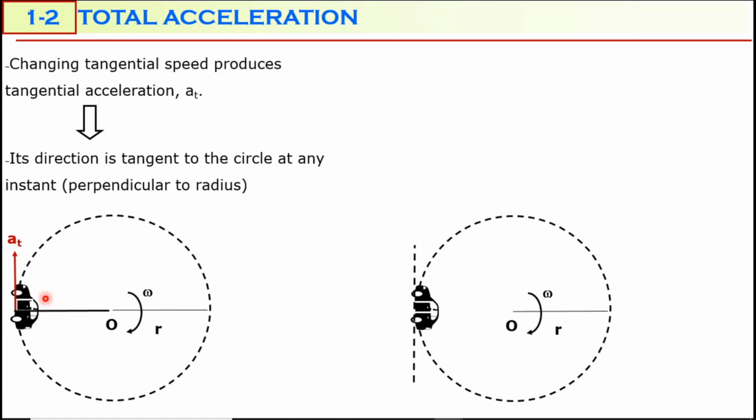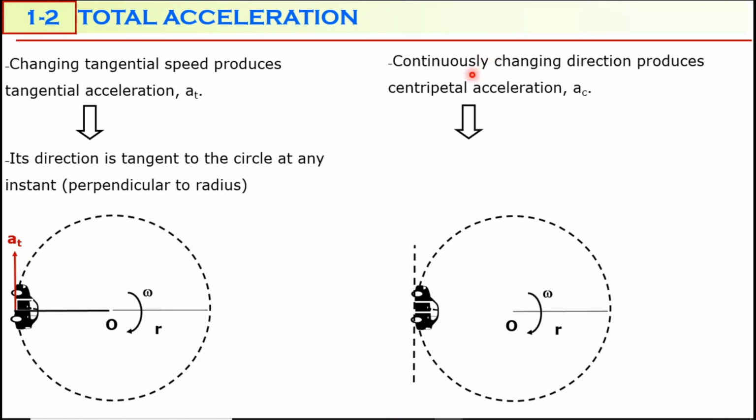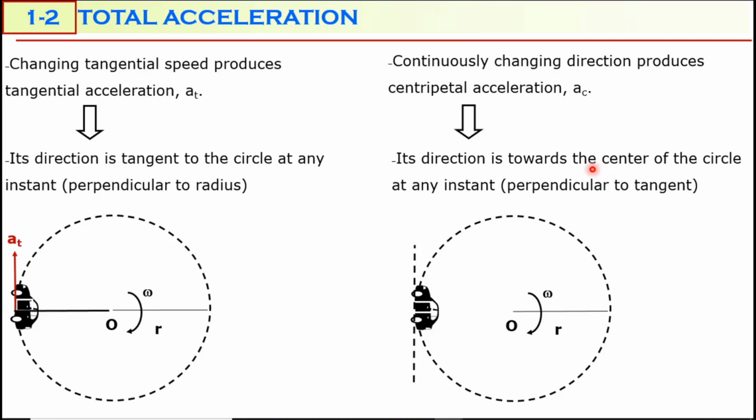But this car, as it is moving on this circular path, it's also changing direction. Continuously changing direction produces a centripetal acceleration, which is AC. And we know that centripetal acceleration direction is always towards the center of the circle. When the car is here, it must be towards the center of the circular path. So this car will have these two components, tangential component and centripetal component.